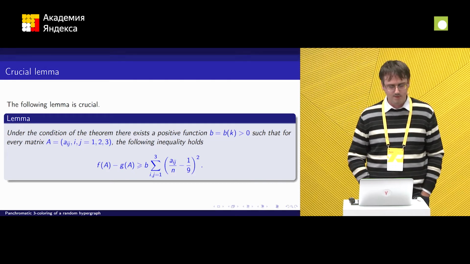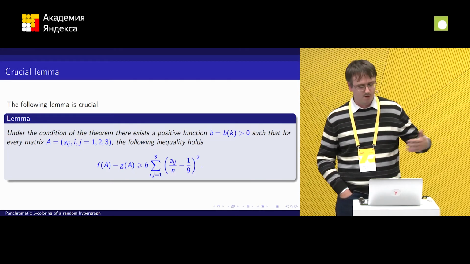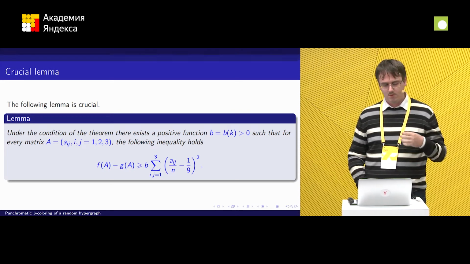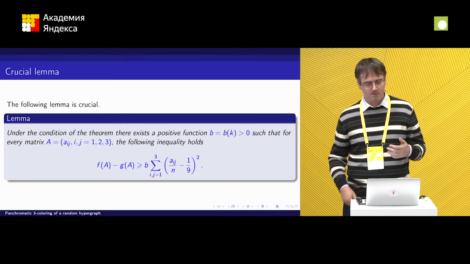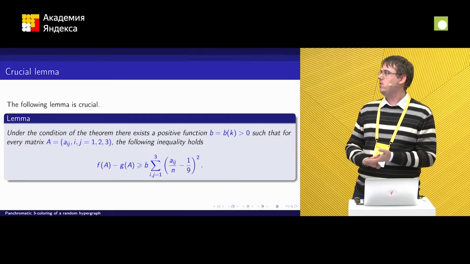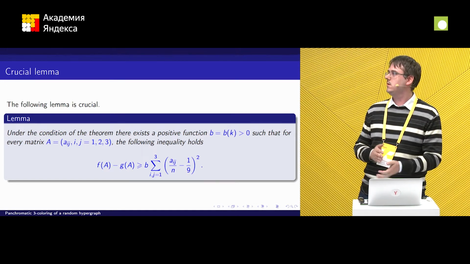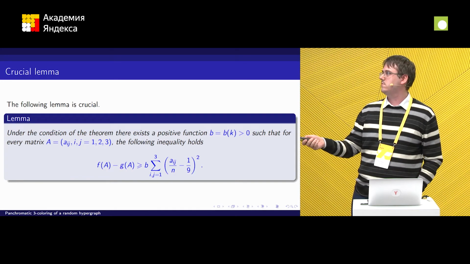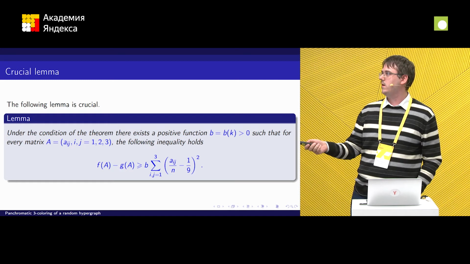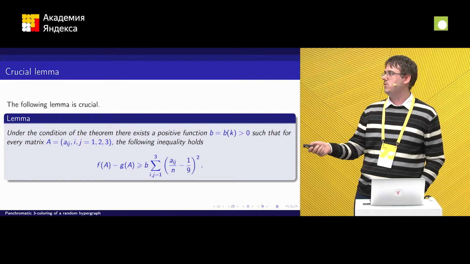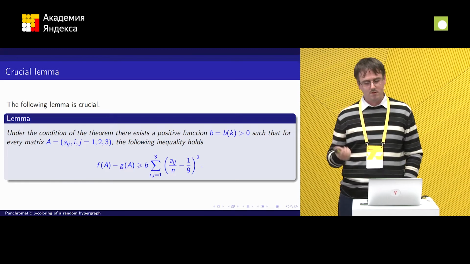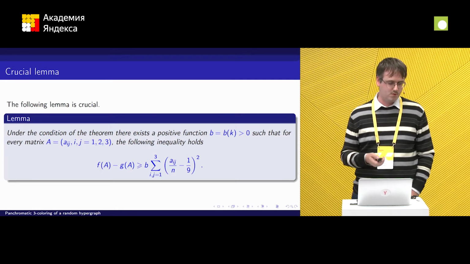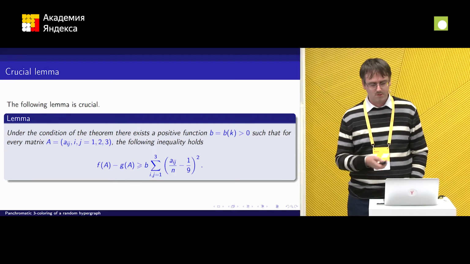So we want to show that for every matrix A from our special set of matrices, we have the following inequality for the difference between F and G. It should be at least this sum of squares, a_ij divided by n minus 1 over 9, squared, sum over all ij, times some function depending only on k. Okay, this is just technical, so you have to prove it by using simple calculus.